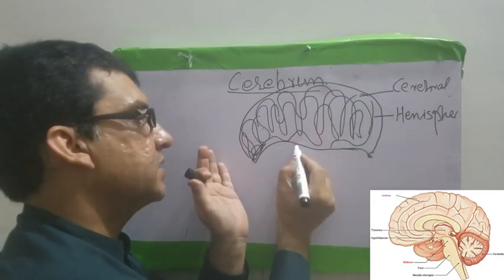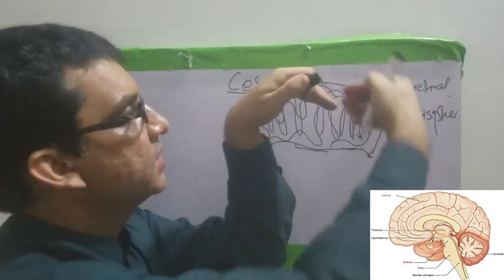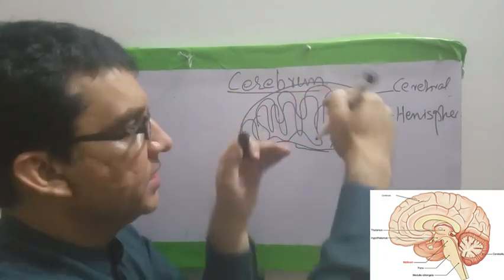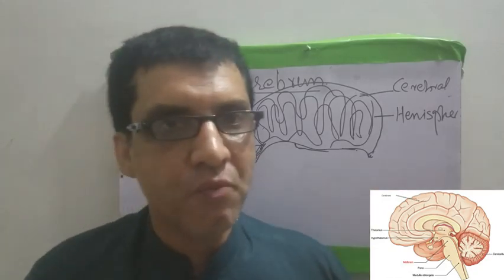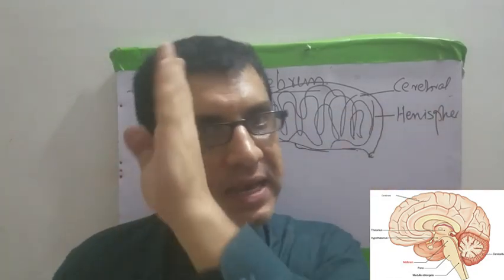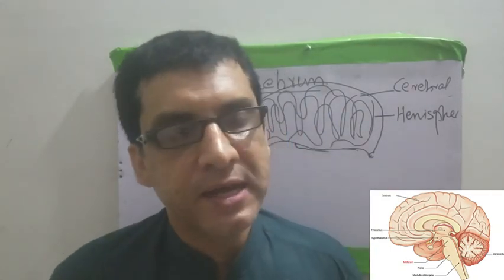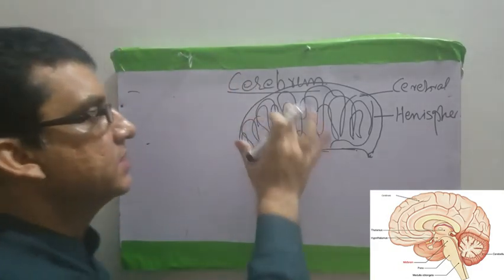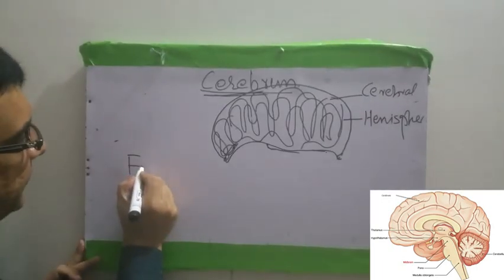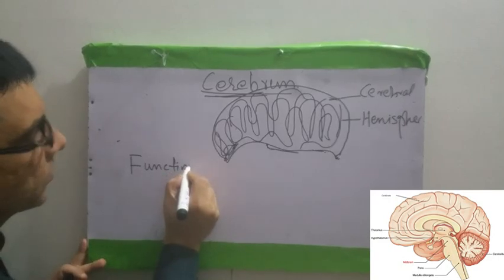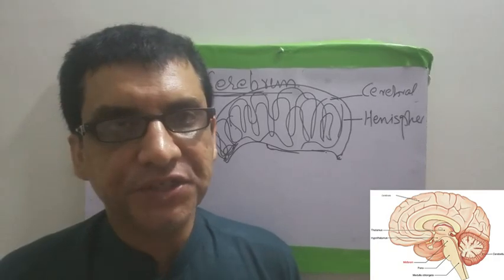And at this point they are connected with each other, and between these two hemispheres there is a groove-like structure. The right hemisphere controls the activity and movement of the left side of the body, and the left hemisphere controls the movement and activity of the right side. So this was about the structure and position of the hemispheres of the cerebrum.